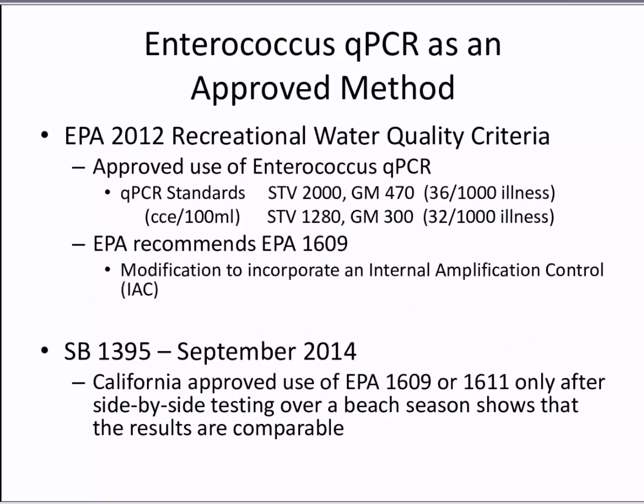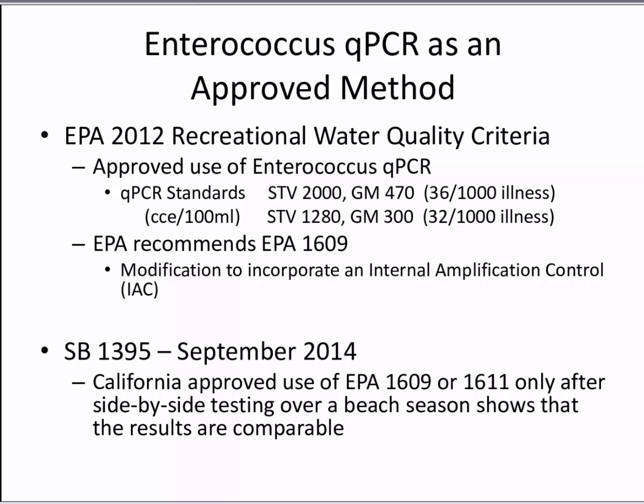So Enterococcus qPCR is an approved method. Obviously, EPA in 2012 put out their recreational water quality criteria. This basically, on the federal level, approved the use of the Enterococcus qPCR, and I've listed the standards that they put out. And then also, there are two EPA methods for Enterococcus qPCR, EPA method 1611 and then EPA 1609. And what EPA recommends is EPA 1609 because it incorporates an internal amplification control.